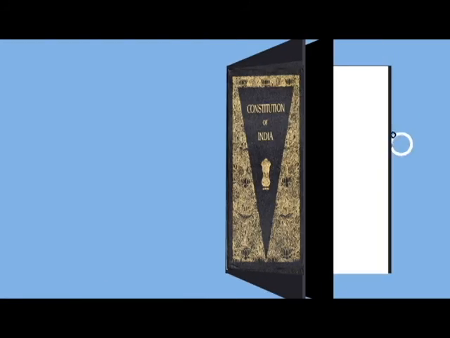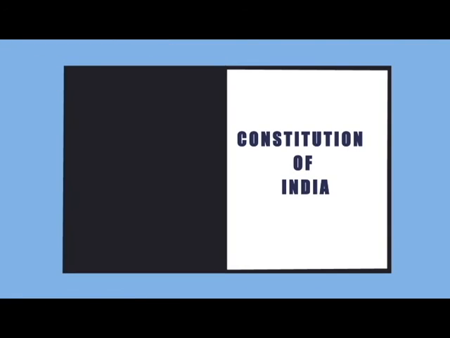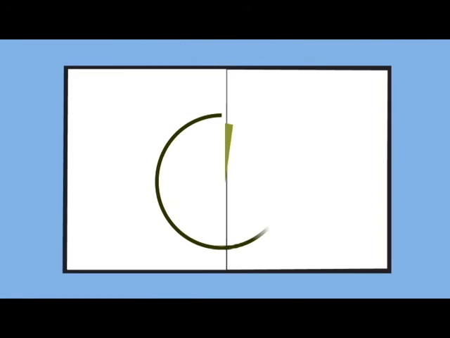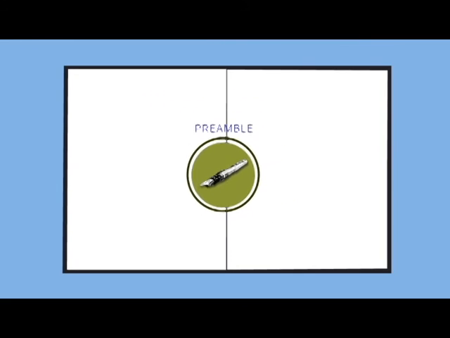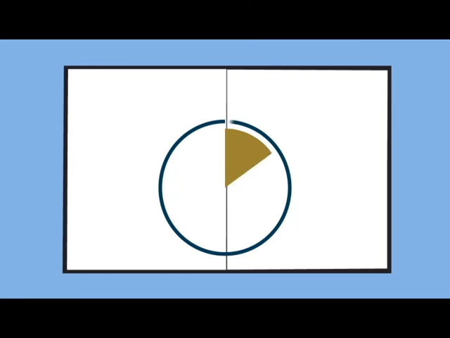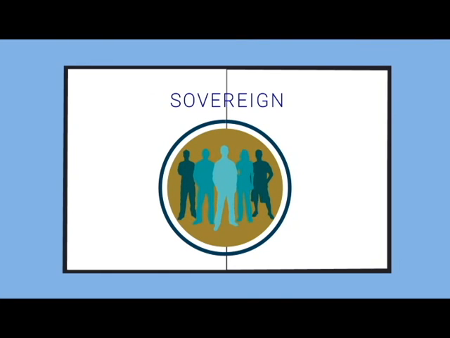So, what is a preamble? A preamble is a short statement of the basic values of the Constitution. It is generally referred to as the index of the Constitution. Sovereign means that people have supreme right to make decisions on internal and external matters. No external power can dictate to the government of India what should be done.